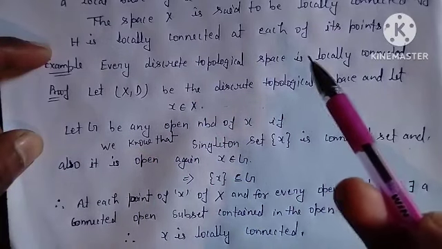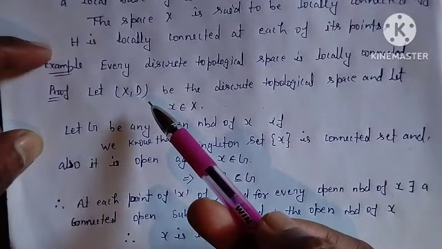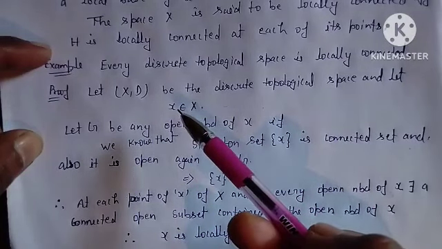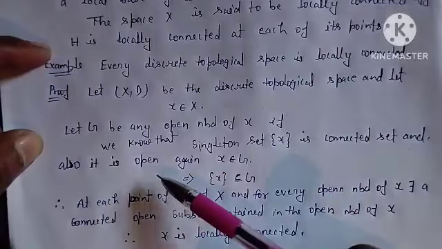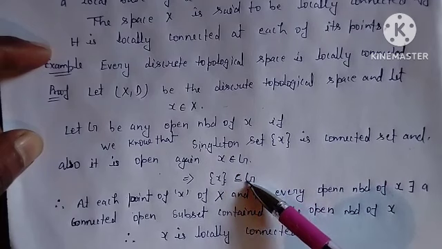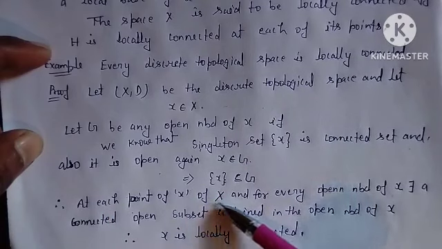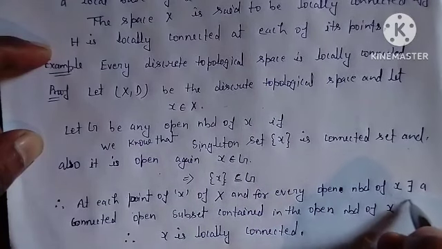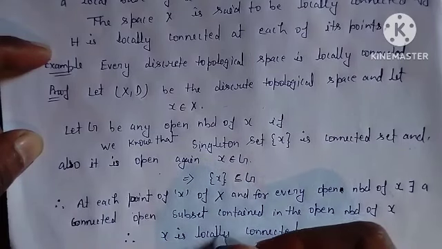Every discrete topological space is locally connected. Let X be a discrete topological space. Let x belong to capital X. We know that a singleton set is also connected and also open. So x will belong to G and the subset of G, at each point of x, for every open neighborhood of x there is a connected open subset contained in the open neighborhood of x. So x is locally connected.